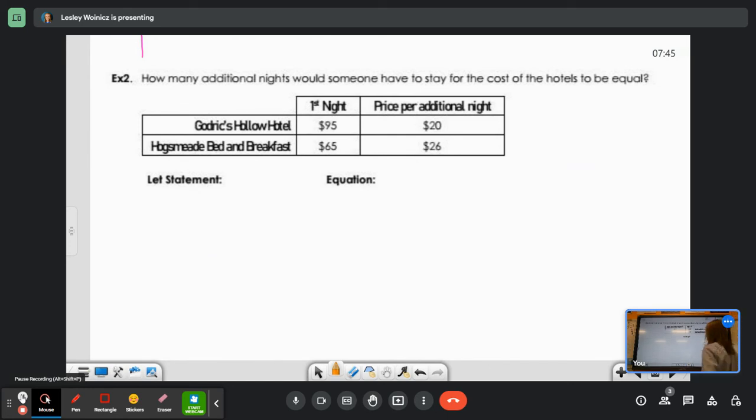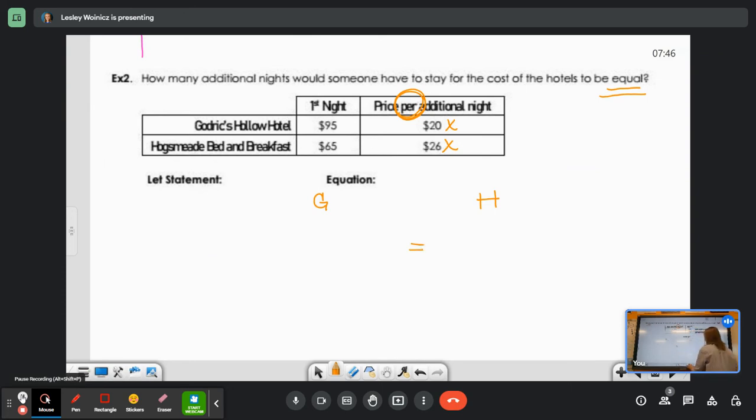Okay, so as far as keywords go, look at this, price per additional night. Okay, per each and every gets the x. So I already know that 20 gets an x and 26 gets an x. And I want the costs to be equal. So I want the cost of Godric's to equal the cost of Hogsmeade's. They're going to have to be the same. So that's my equation. I'm going to have a Godric's Hollow side and a Hogsmeade side, and I want those two sides to be equal.